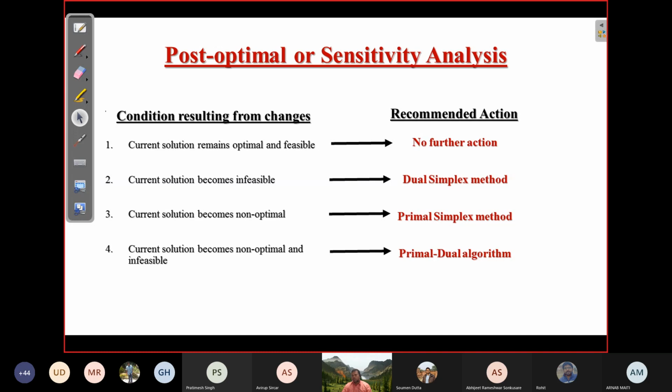These we have observed graphically, and we have made certain observations, and we have come across some terms like range of feasibility and range of optimality, right? So can someone tell me what is range of feasibility?